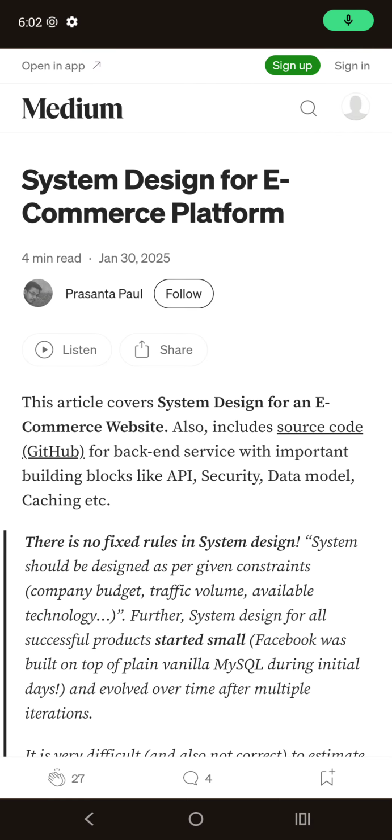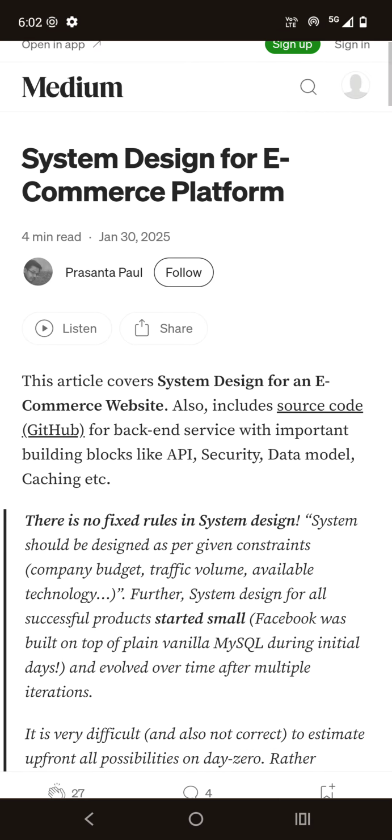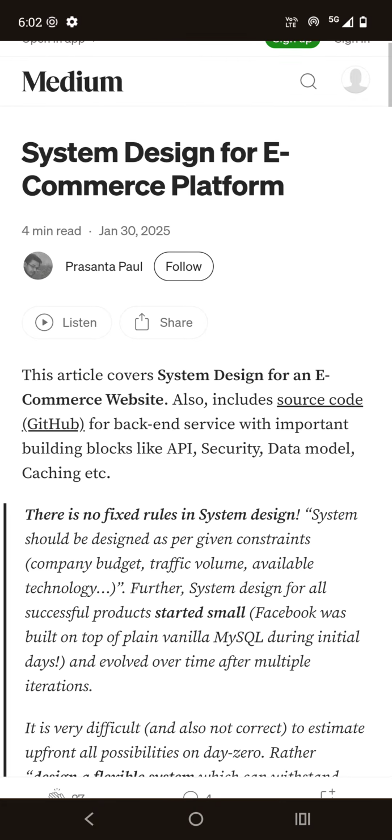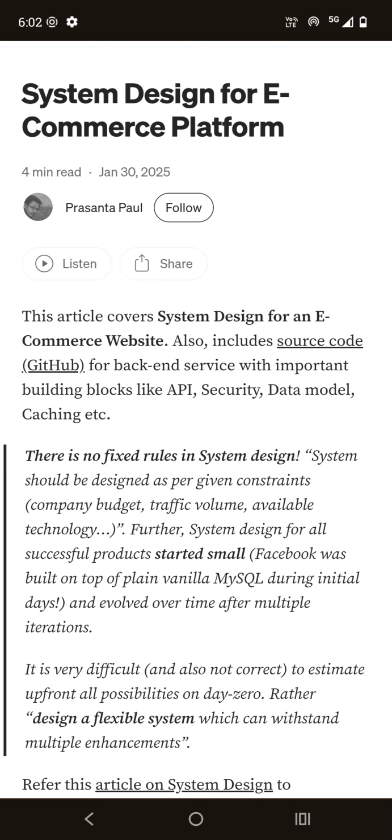Okay, in this YouTube video, we are discussing system design for e-commerce application. System designing is one of the practices for software development. Before building any application, designing the architecture, designing the system is very important.